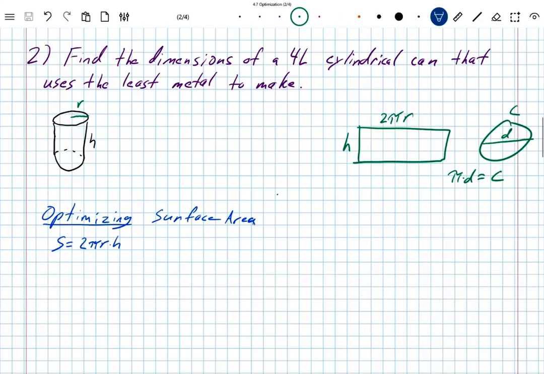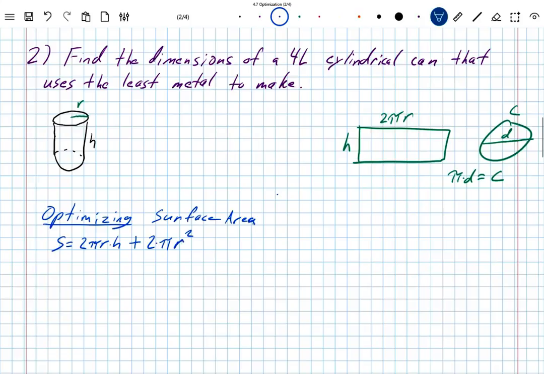Okay, so that is just one time around. That's that wrapper. We still have the circle on top and the circle on bottom to tack on to the surface area. I think I know the area of a circle. So that's pi r squared, but I've got 2 of those. Okay. So that should be it.